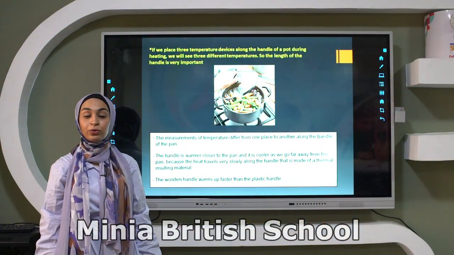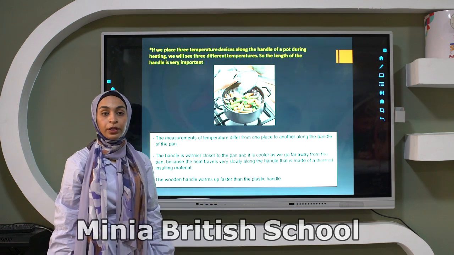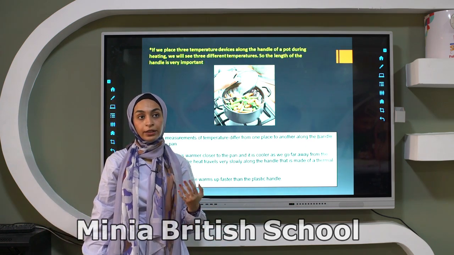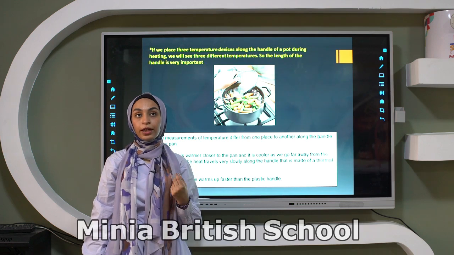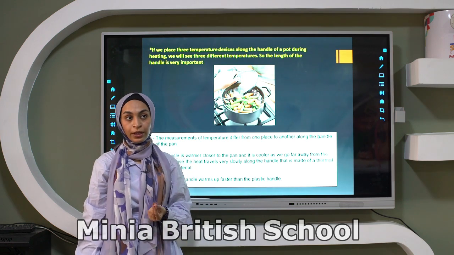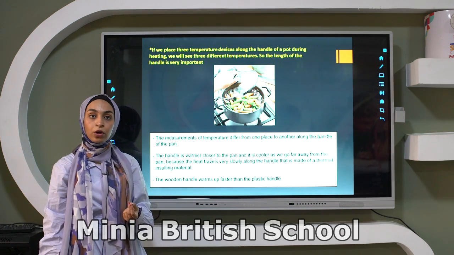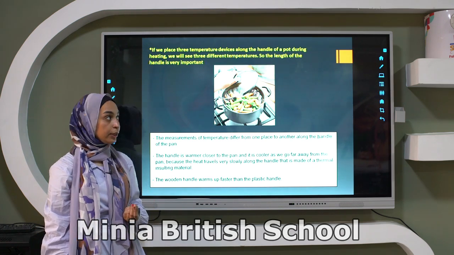Today we are going to explain lesson 4. Lesson 4 is very small and very easy. It just talks about an activity to show you the meaning of thermal insulator and how we can differentiate between plastic and wood, although both of them are insulators.